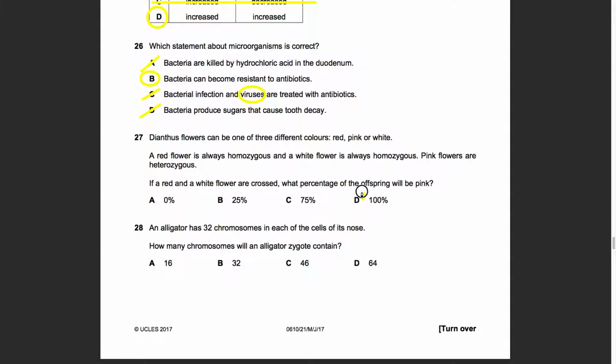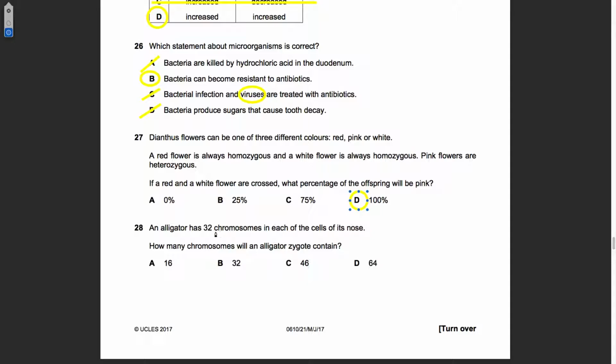It will actually be all of them. Each offspring of the red and white parent plants will have 1 red allele, 1 white allele, and therefore will be pink. Okay, an alligator has 32 chromosomes in each of the cells of its nose. How many chromosomes will an alligator zygote contain?